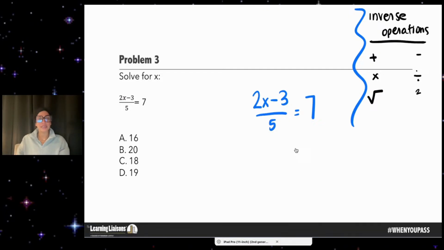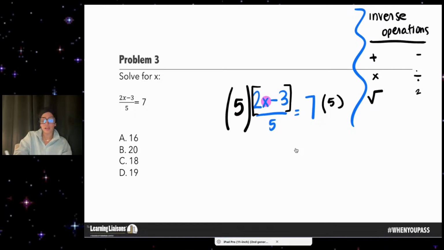So in this case, I need to unlock or get this x out of numerator jail. So how do I do that? Well, I need to multiply both sides by 5 because right now this numerator is being divided by 5. So to undo that, I can multiply both sides by 5. These 5s cancel out and I'm left with 2x minus 3 equals 7 times 5, 35.